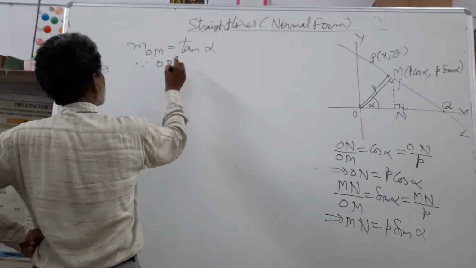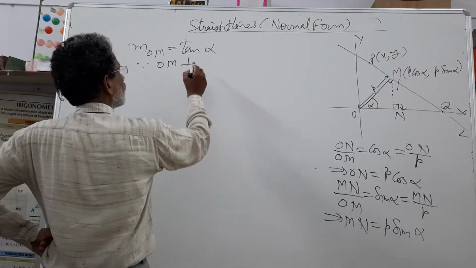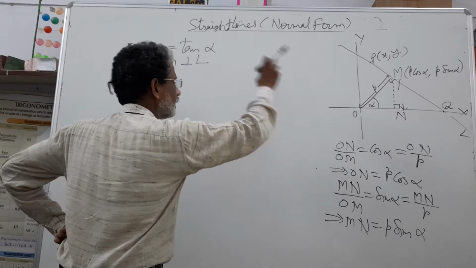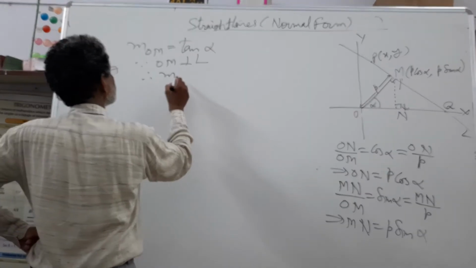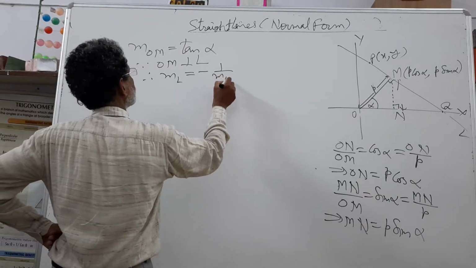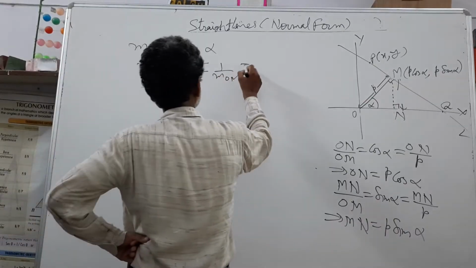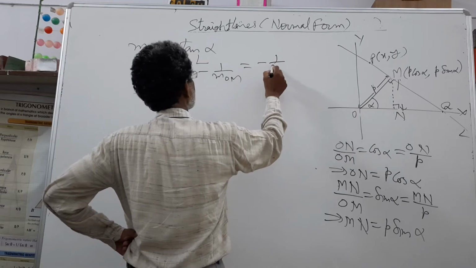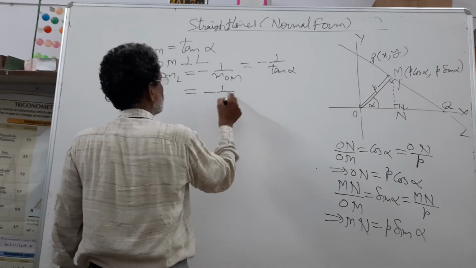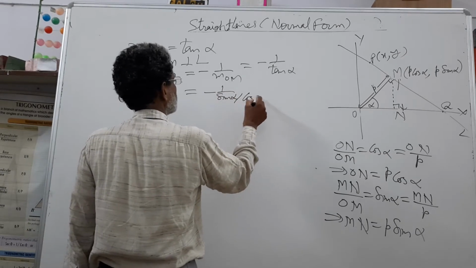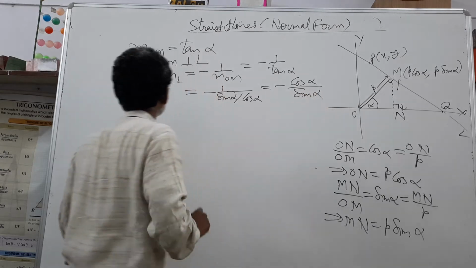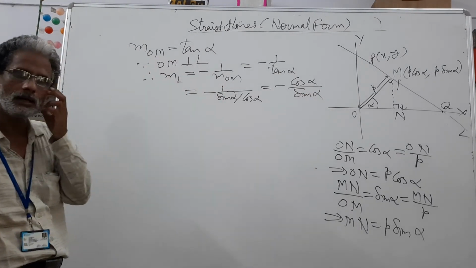Since OM is perpendicular on L, therefore m of L will be equal to minus 1 upon m of OM, which is equal to minus 1 upon tan alpha, which is equal to minus 1 upon sin alpha by cos alpha, which is equal to minus cos alpha upon sin alpha. This is the slope of the required line L.